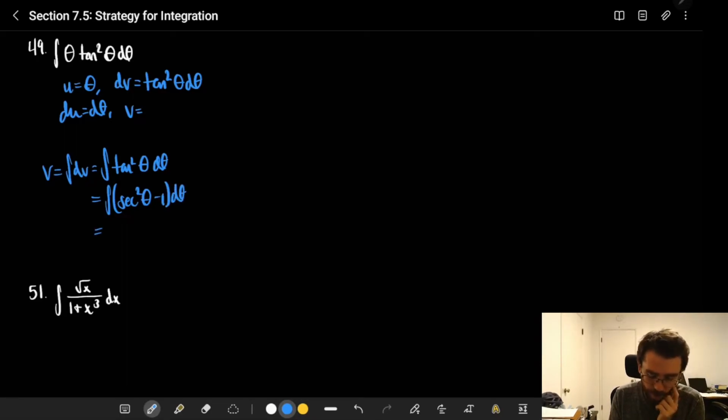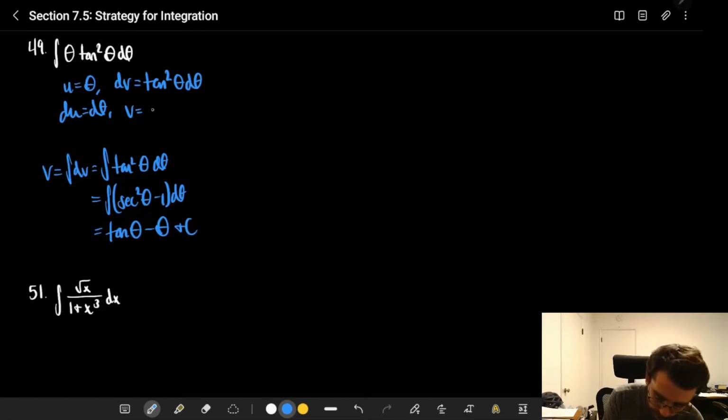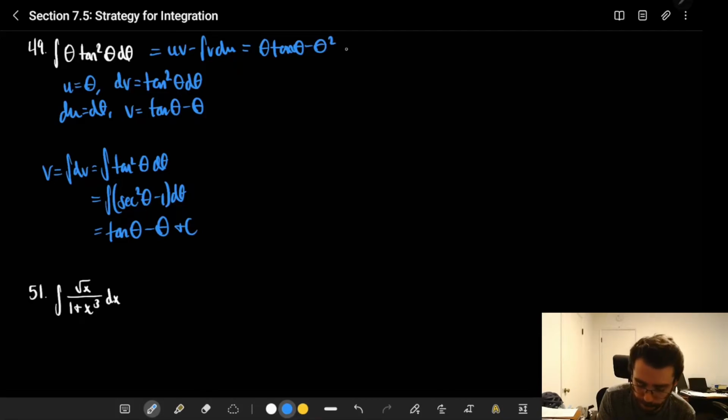And then the antiderivative of secant squared: you ask, what function gives me secant squared as its derivative? The answer is tangent. So that's tangent theta minus theta plus c. Of course, we don't need the plus c. I'll just put tan theta minus theta. Then doing the whole integration by parts procedure, uv minus integral v du turns out to be theta tan theta minus theta squared for uv, minus, yeah, this will be doable, minus v du is just this.